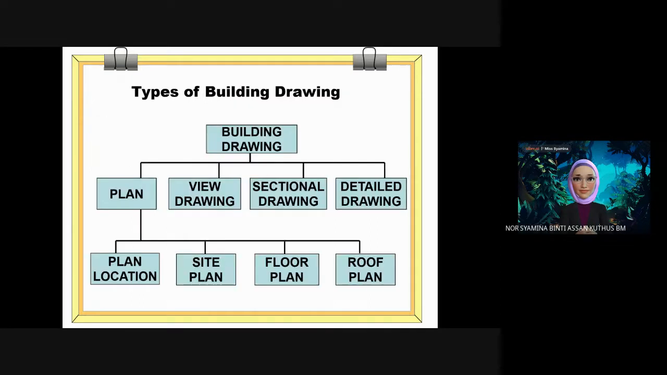Alright, so let's look at types of building drawing. So types of building drawing, as I've said in your learning outcome just now, there are plan drawing, there are view, sectional view drawing, and also detailed drawing. So for your plan drawing is what we're going to be drawing using our Autocad software. So we have plan location, site plan, floor plan dan juga roof plan lah. We can draw each and every type of this drawing plan for your building drawing lah.